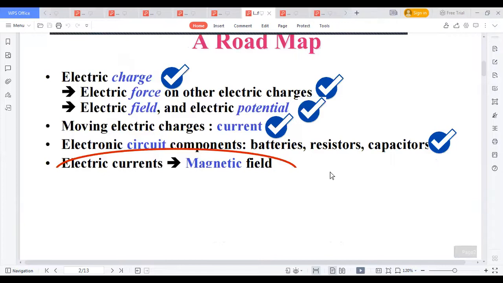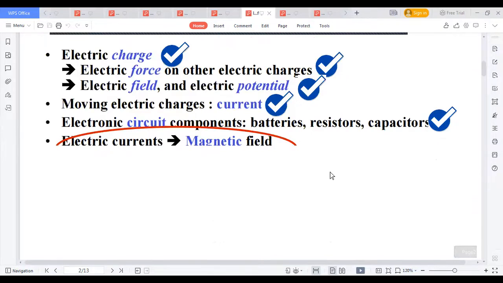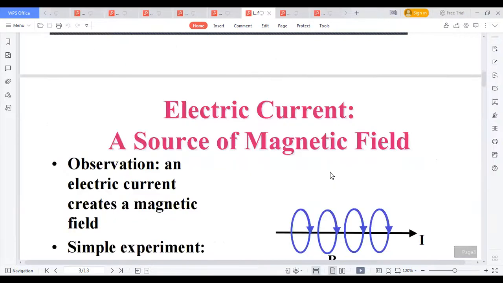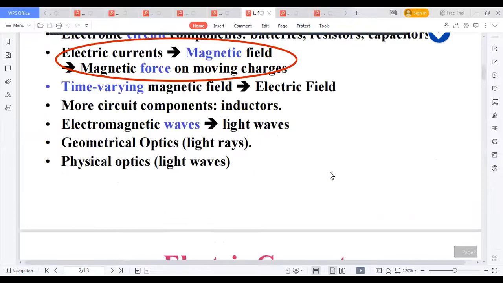Before that, we have studied what a magnetic field is and magnetic induction also. Then we can describe this law.